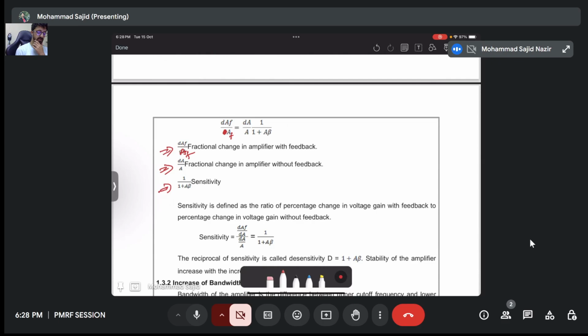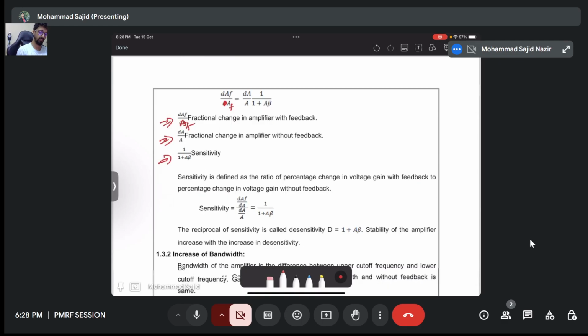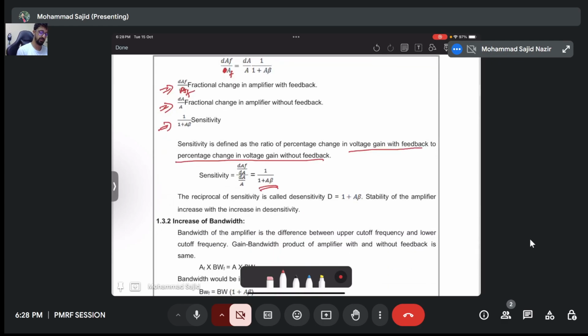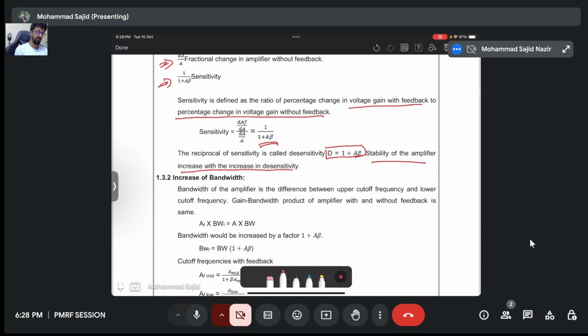The sensitivity is defined as the ratio of the percentage change in the voltage gain with feedback to the percentage change in the voltage gain without feedback. So it gets reduced by this factor. So the stability of the amplifier increases with increase in the desensitivity, which is 1 plus Aβ. The more it is, the more stable the circuit is.